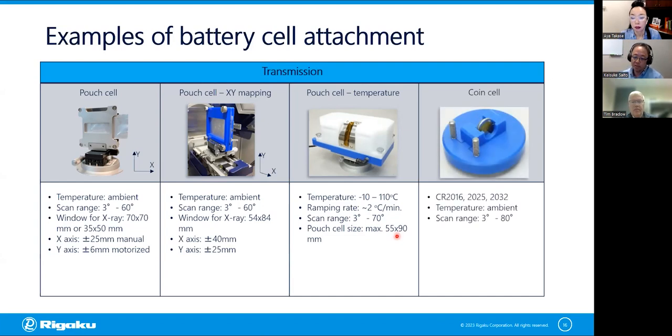Coin cell for transmission. In our case, we support the same different thicknesses of coin cells. Temperature is ambient. The scan range is from 3 up to 80 degrees. So those are the specifications of the sample holders.